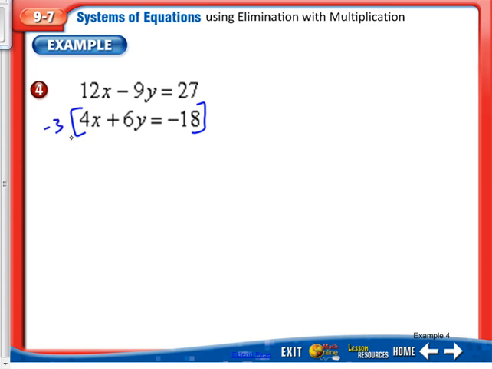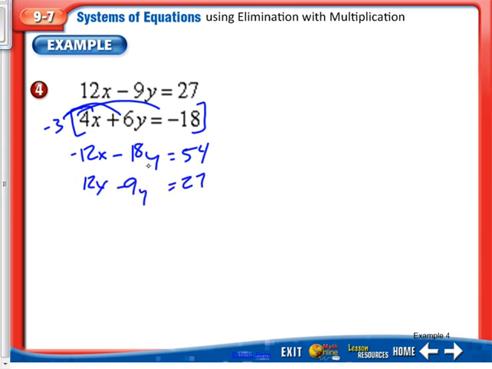All right, so that's going to get me, so make sure you multiply all the way across. So I'm going to get negative 12x minus 18y is equal to, now 3 times 18 is going to give us 54, and that's a negative times a negative, so I got a positive 54. All right, now I'm going to bring this top one down just so they match up. So there's a 12x minus 9y is equal to 27.